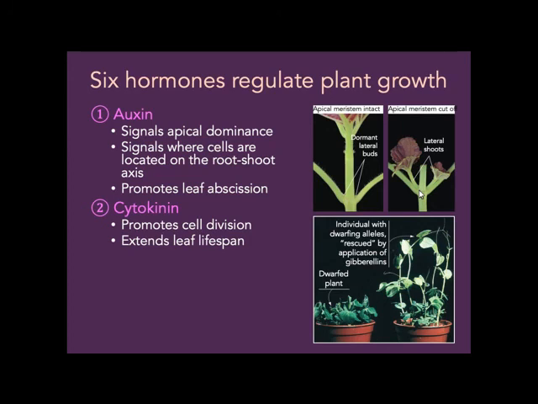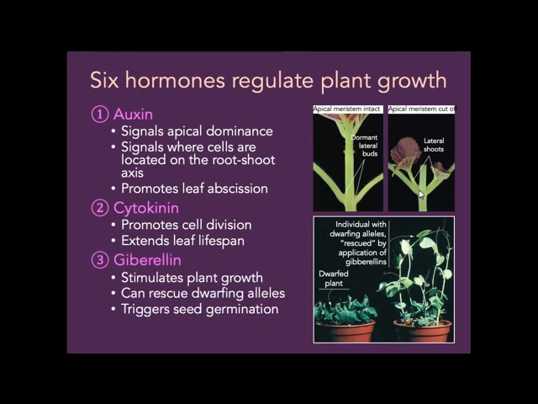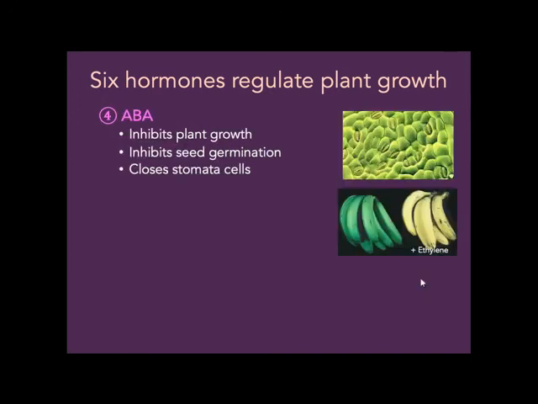Cytokinin is a plant hormone that promotes cell division and extends leaf lifespan. And then gibberellin is a plant hormone that stimulates plant growth. So, for example, this is a plant that has an allele for dwarfism, and you can actually rescue the dwarf plant by applying gibberellins to it, and it will cause them to grow much faster. And if you put gibberellin on seeds, it will often trigger seed germination.